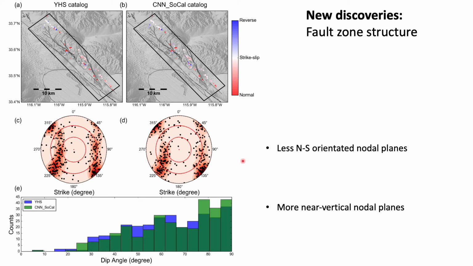The new catalog also provides new insights into the fault zone structure. We checked the nodal plane orientations of focal mechanisms in the southern San Andreas fault zone. The new catalog shows less north-south oriented nodal planes and more near vertical nodal planes compared with the standard catalog.